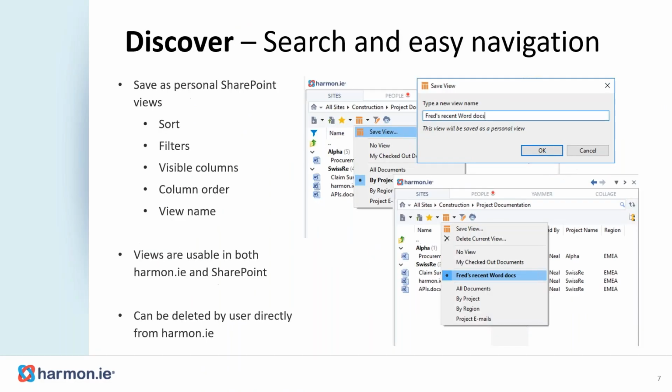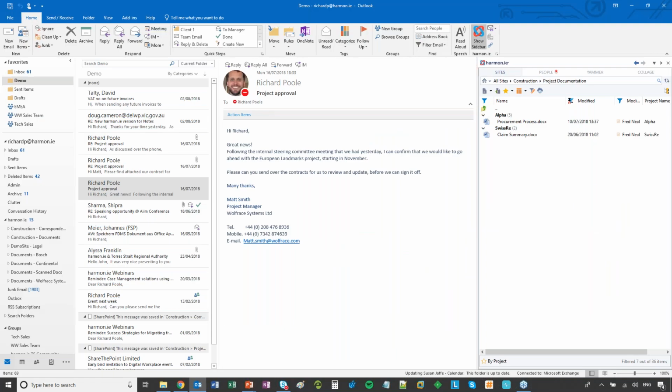What we can also do is take that another step further to actually save that filtered view that I've just created as a SharePoint view, which means that it's then available to me. It's created as a personal view that I've created as a user, but it's not only available in Harmony, it's also available in SharePoint. And I can manage it from Harmony as well. So if I've created a view, if I want to modify it, I can do that from here. I can also delete the view that I've created previously, for example.